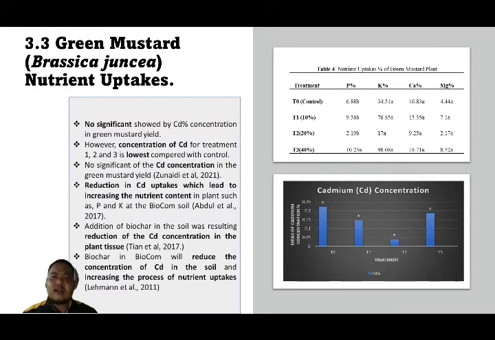Also, a previous study by Tian et al. 2017 found that the addition of biochar in the soil resulted in a reduction of the chemical concentration in the plant tissue, which is similar to our study finding shown in figure 2. All of this happens because the application of biocom in Cd contaminated soil reduces the concentration of cadmium in the soil and increases the process of nutrient uptake.